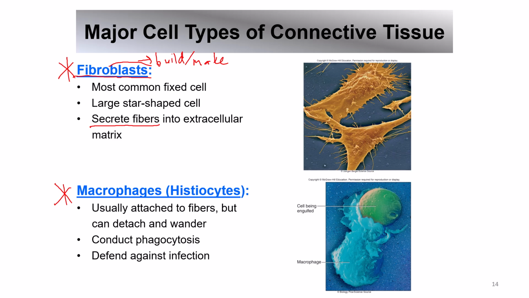Also in connective tissue, there are macrophages. Now, they might be attached to fibers or they're able to move around, wander around, looking for pathogens. They conduct phagocytosis, meaning they're able to engulf or eat bacteria, other pathogens. And so they're defending against infections.